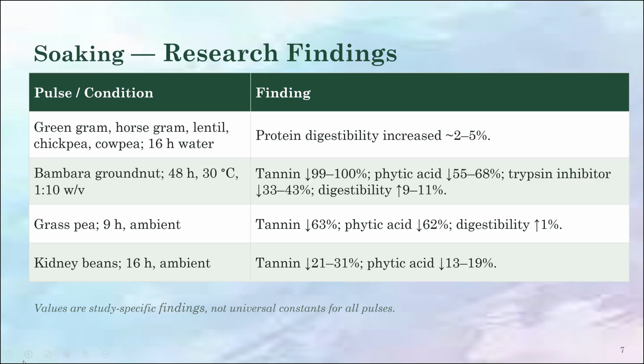Grass pea, which was soaked for 9 hours at ambient room temperature, showed reduced tannin content by about 63%, phytic acid content by about 62%, and digestibility increased by about 1%. And kidney beans, which were soaked for 16 hours at ambient temperature, showed reduced tannin by about 21 to 31%, and phytic acid also reduced by 13 to 19%.